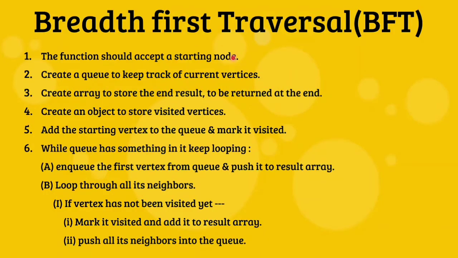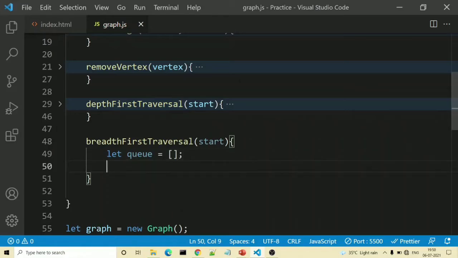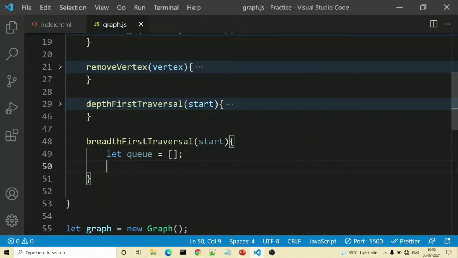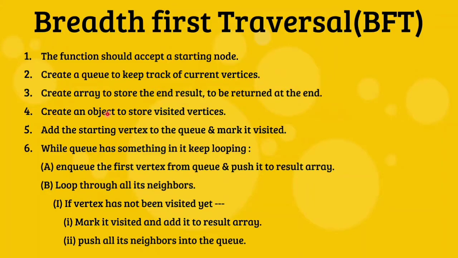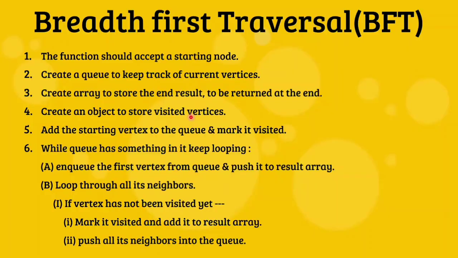As per our pseudocode or algorithm, create a queue to keep track of current vertices. So we will write let queue is equal to an empty array in the beginning. Then it is saying create an array to store the end result. So we will write let ans is equal to an empty array. Then create an object to store visited vertices. So we will do let visited is equal to an empty object.